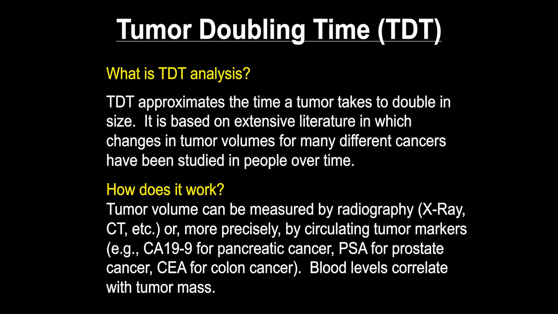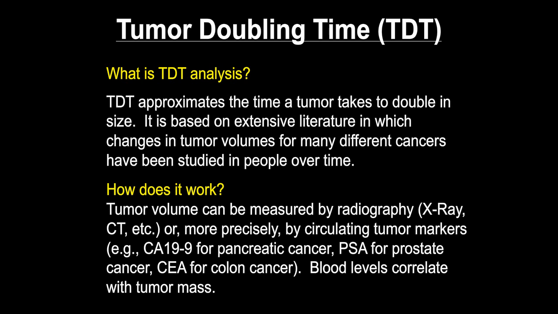Finally, tumor doubling time, which is an analysis that basically helps you track tumors over the course of their evolution. What is tumor doubling time analysis? There are two ways it works, fundamentally. Tumor doubling time approximates the amount of time that's necessary for a tumor to double in its size, to go from 1 cubic centimeter to 2 cubic centimeters, to go from the size of a golf ball to the size of a baseball.